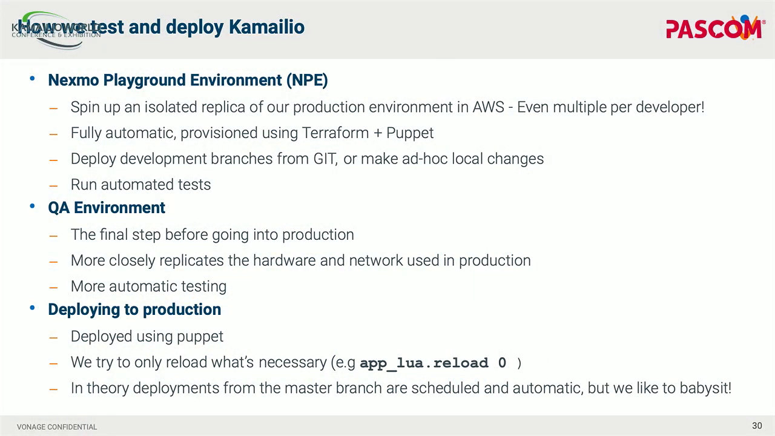How we test and deploy Kamailio, I guess this could do with a whole presentation on itself. We have a NextWay playground environment, so we can spin up an isolated replica of the production environment within AWS, even multiple per developer. You can spin them up, tear them down, and test basically what you need. So it's fully automatic, it's provisioned using Terraform and Puppet. You can deploy development branches from Git or make ad hoc local changes, and then you can run automated tests.